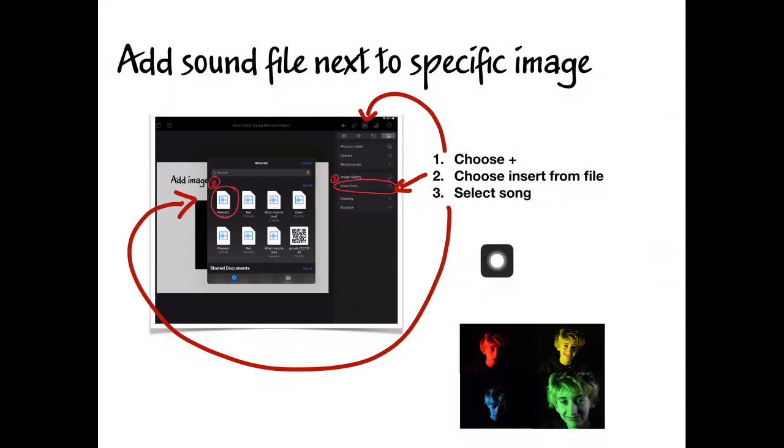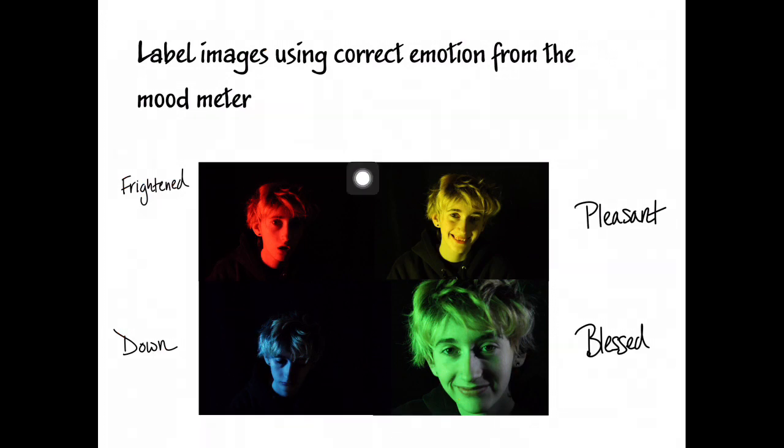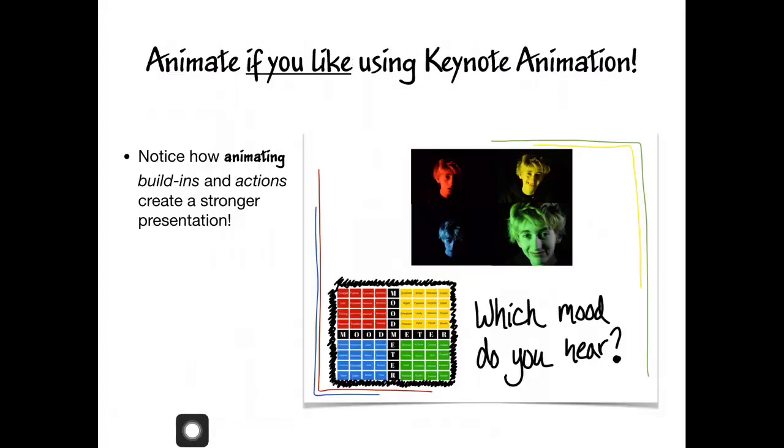To add the sound file next to the image, you're going to choose plus, and then choose Insert from the file. Then select your song, and then you're going to drag it and place it right next to the file. After you get all the sounds on your page, please label using the correct word. If you'd like, you can animate using Keynote Animation.